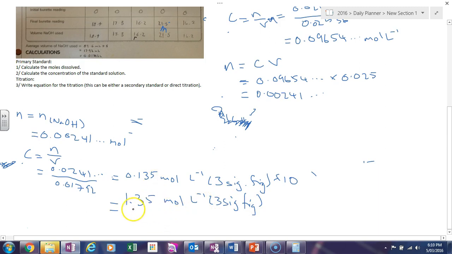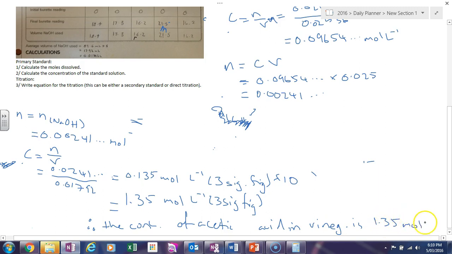Now, remember, no answer is complete without our sentence. So you say, therefore, the concentration of acetic acid in, sorry, excuse the sloppy writing, in vinegar is 1.35 moles per liter to 3 significant figures. That's it. That's the calculations.